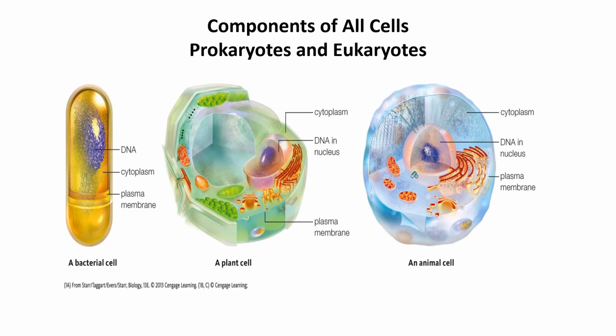So let's do some comparison of prokaryotes and eukaryotes. And we actually have two different eukaryotes on here. We have a plant cell and we have an animal cell, and there are going to be some differences between the plant and the animal. Both the plant cell and animal cell are considered eukaryotes.